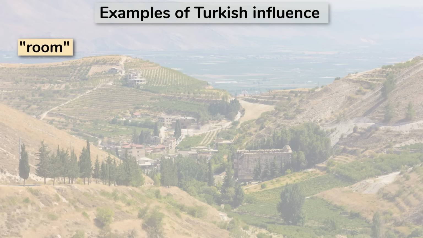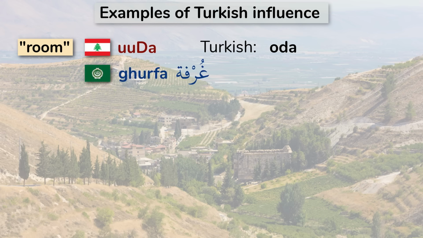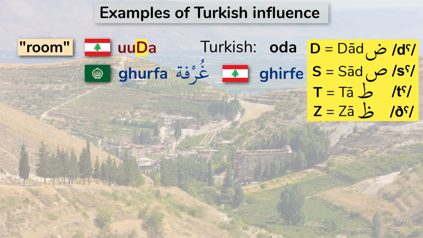The vocabulary of Lebanese Arabic was also influenced by Turkish under the rule of the Ottoman Empire. For example, a word used for room in Lebanese Arabic is أوضة, which comes from the Turkish word oda. The native Arabic word غرفة is also used. Note the capital D here represents an emphatic consonant, d. Other capital letters also represent emphatic consonants.